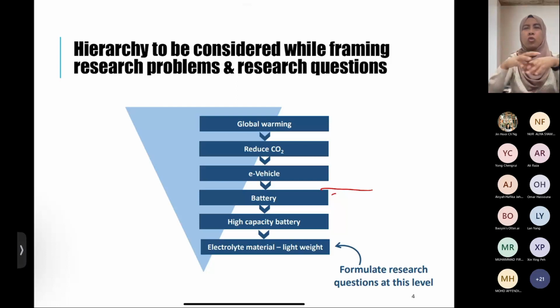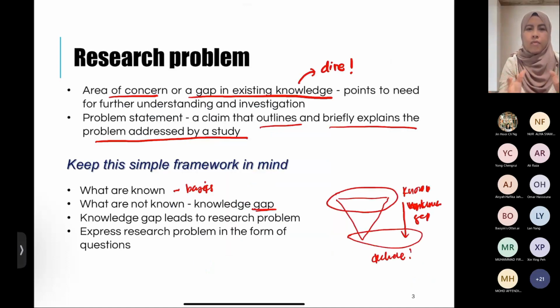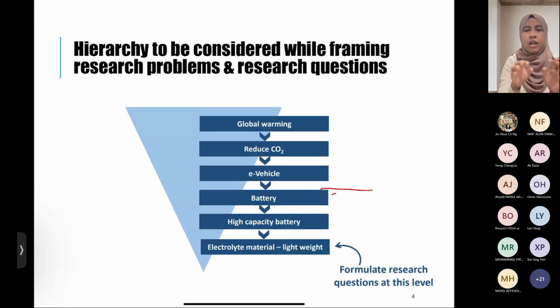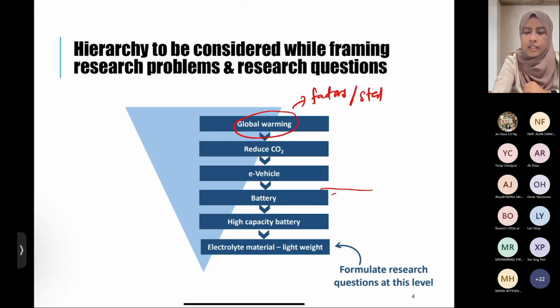All right. So how to frame this issue? How to frame this issue? Okay, we start with the bigger thing that is known. What are known? Bigger things that we know. The bigger issue that is known is global warming. Okay, so when I touch on global warming, I will highlight what are the factors that affect global warming, and then the current statistics. What is the current state right now that is involved in the global warming issue?